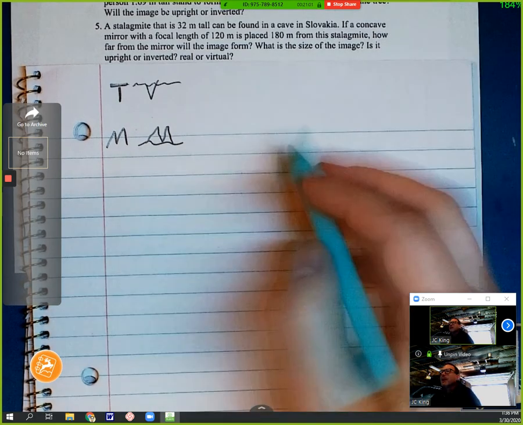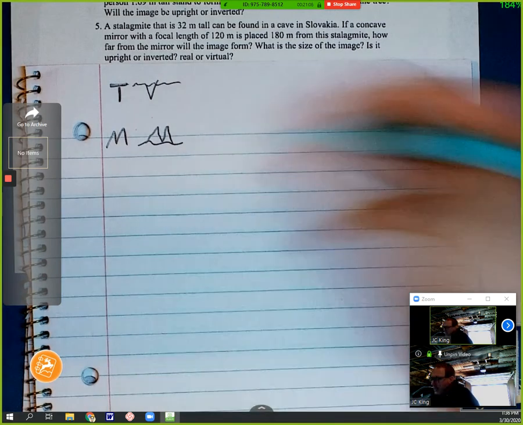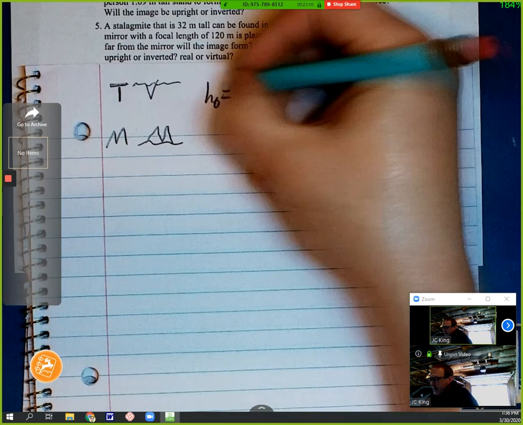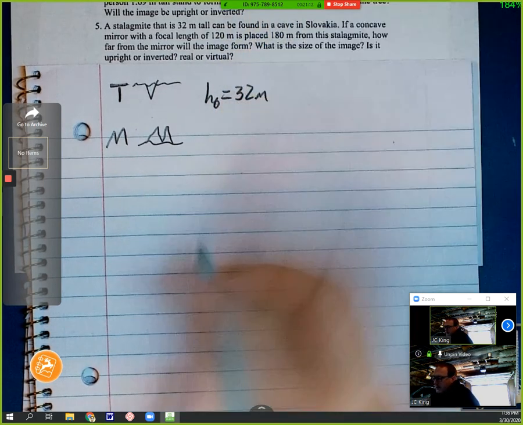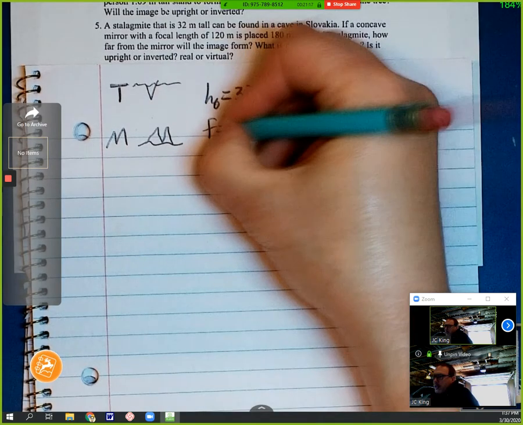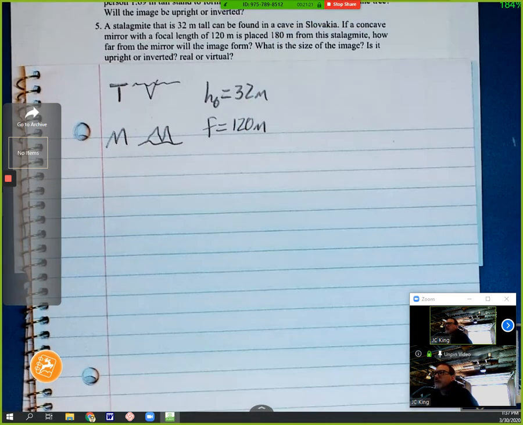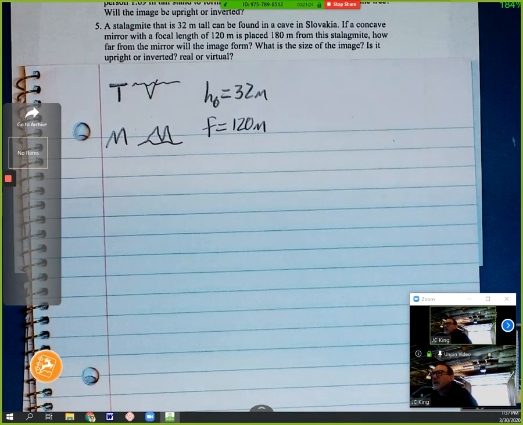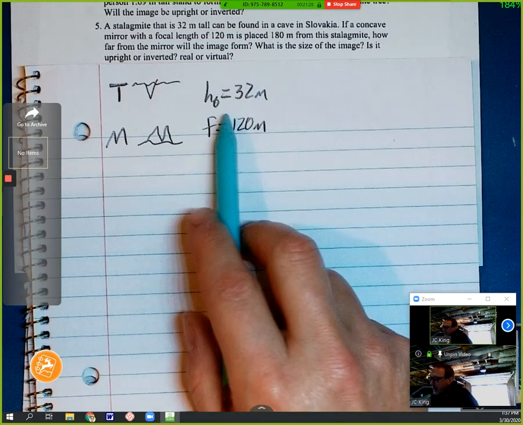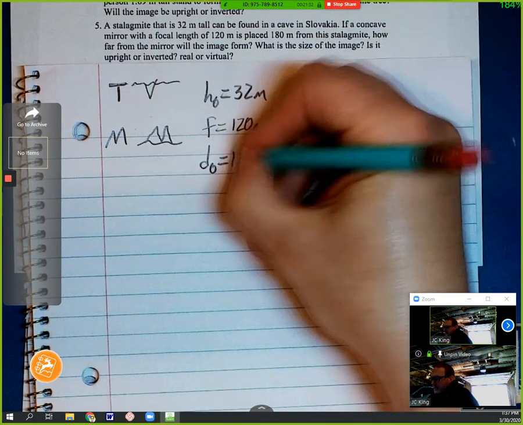Okay, so let's put down what it is we definitely know about this stalagmite. We know that the height of our object is going to be 32 meters, right? Stalagmite is our object. We know focal length is 120 meters. We know that it's placed 180 meters away from the stalagmite, so that tells us the distance of our object. So DO equals 180 meters.